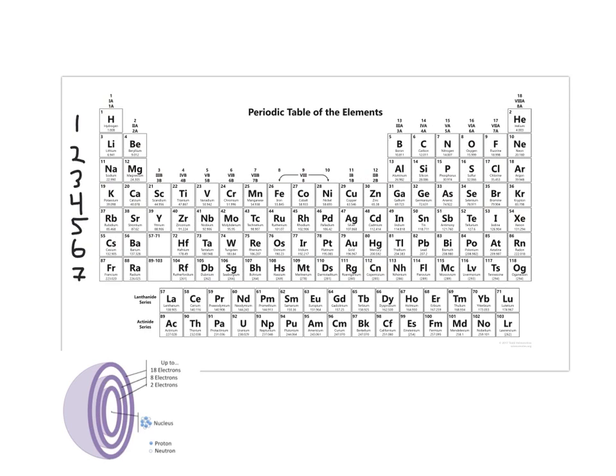The outermost electrons are called the valence electrons. It turns out that the valence electrons are the ones that dictate the properties of an element. And so, as it turns out, all the elements in a given column have the same number of valence electrons, and so they share common properties.